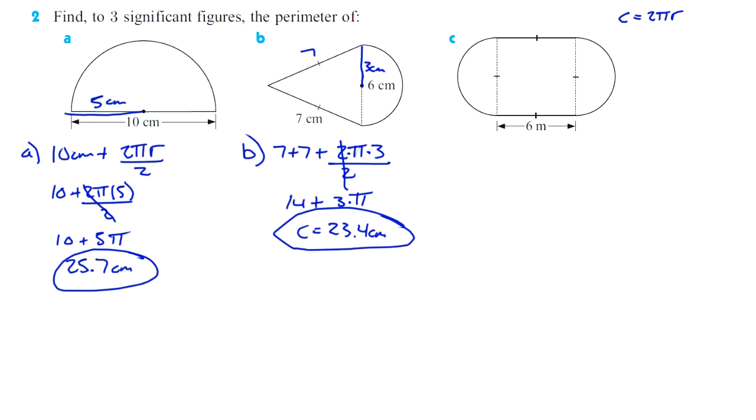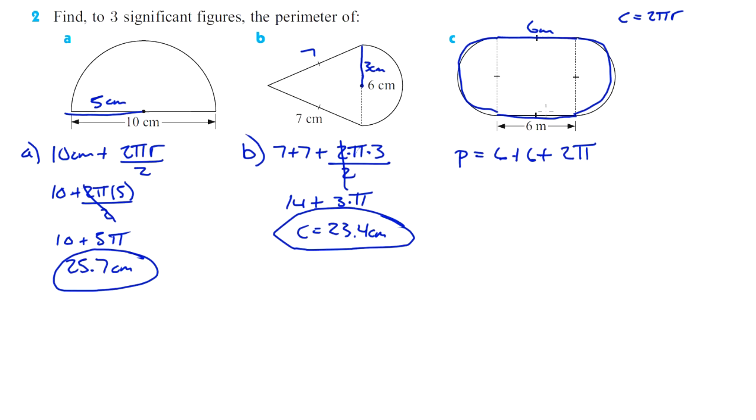Okay, this one here, we've got this length here and this length here, which are both 6 meters, right? So the perimeter is going to be 6 plus 6 plus our 2 half circles. So 2 half circles actually just make 1 circle. Okay, so that's just going to be 2 times pi times the radius. Now, here's the thing here.